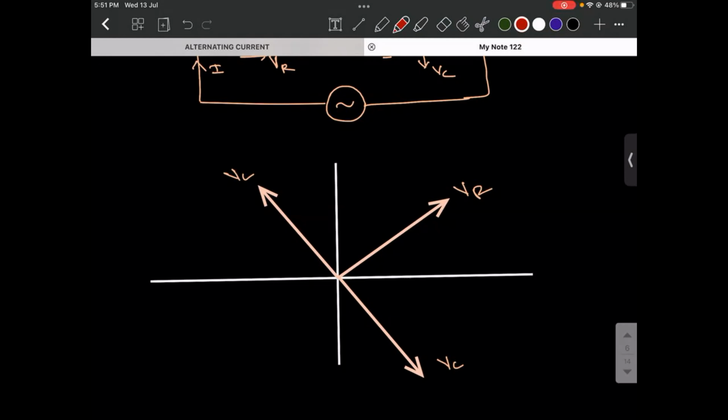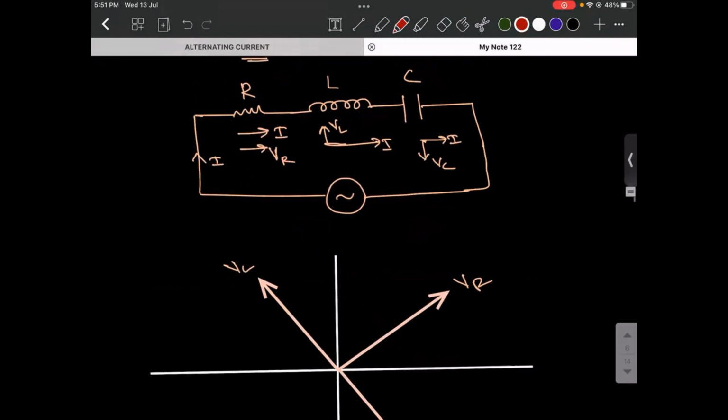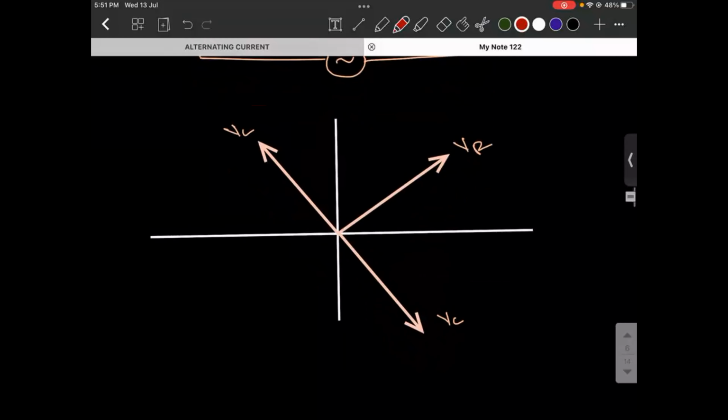Now VR and VL are having a phase difference of 90 degrees. VR and VC also have a phase difference of 90, but VL and VC have a phase difference of 180 degrees, right? Now, I can think of making this VC come this side. Then what will happen to it? It will become minus VC.